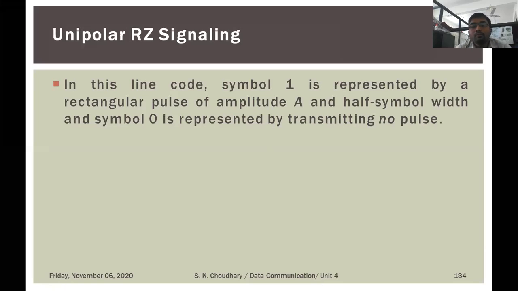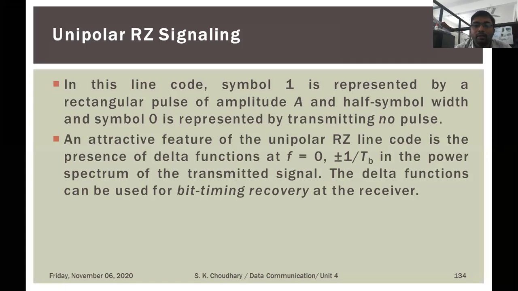It is written to zero. So in this line code, symbol 1 is represented by the rectangular pulse of amplitude A, and it would be represented only for the half symbol width. That means half of the bit duration, and the other half of the bit duration would be 0. And symbol 0 is represented by transmitting no pulse. In the case of symbol 0, it would remain the same as in the previous unipolar NRZ, meaning it would remain on the 0 level.